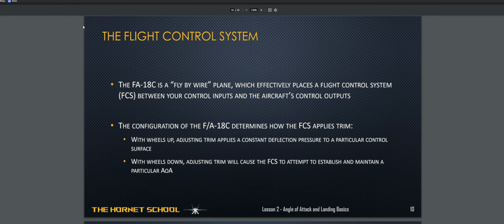The FA-18C is a fly-by-wire plane, which effectively places a flight control system, or FCS, between your control inputs and the aircraft's control outputs. The configuration of the FA-18C determines how the FCS applies trim. With wheels up, adjusting trim applies a constant deflection pressure to a particular control surface. With wheels down, adjusting trim will cause the FCS to attempt to establish and maintain a particular AoA.